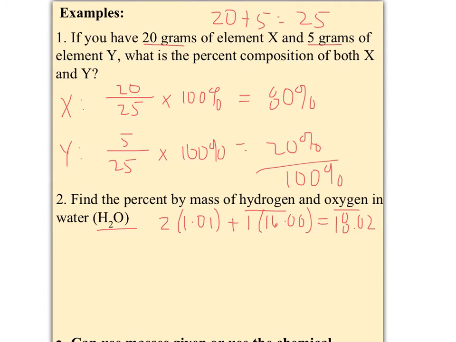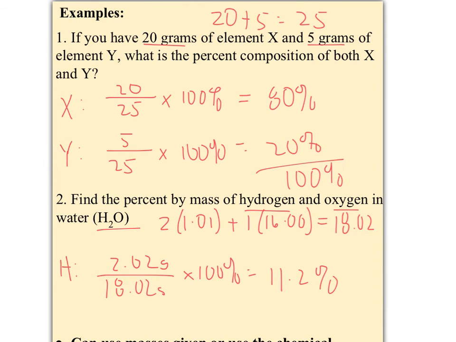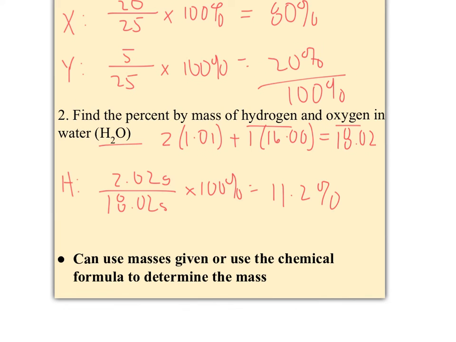So then I could take my hydrogen, and the part of water's mass that comes from hydrogen is 2.02 grams out of the 18.02 grams total times 100%. Now when I take 2.02 divided by 18.02 times 100%, I come up with 11.2% hydrogen. And again, if you're feeling confident, I could just subtract this from 100 to get the percentage of oxygen.